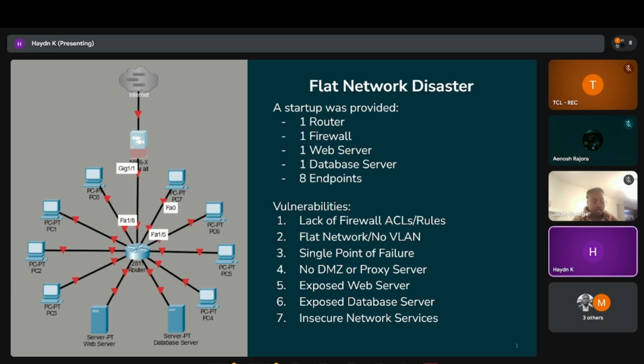Insecure network services is our next one. Network services are exposed and easily accessible. Attackers can target these services due to lack of controls. This ties into A8.21, which is security of the network services.